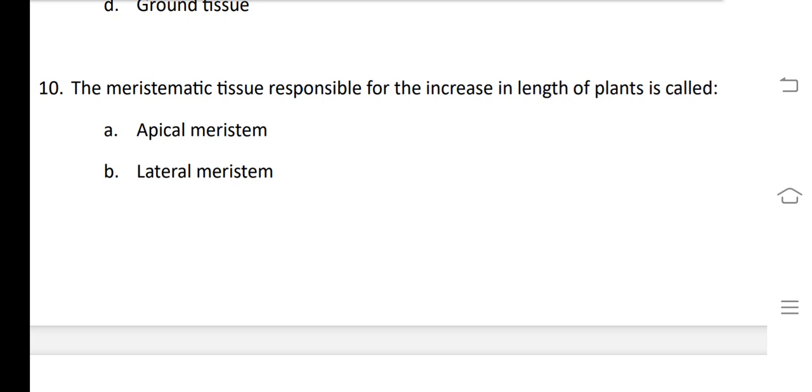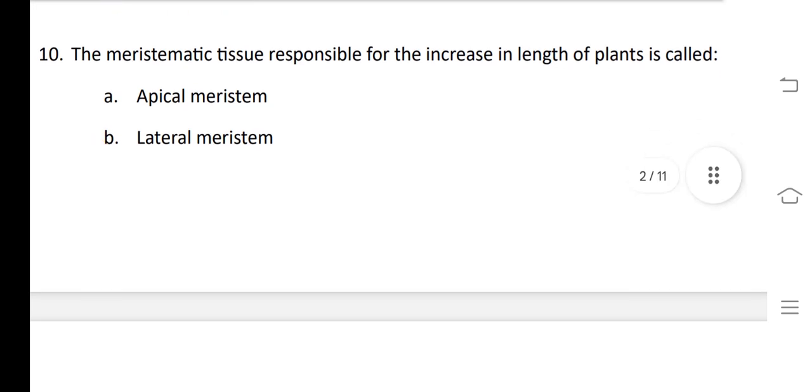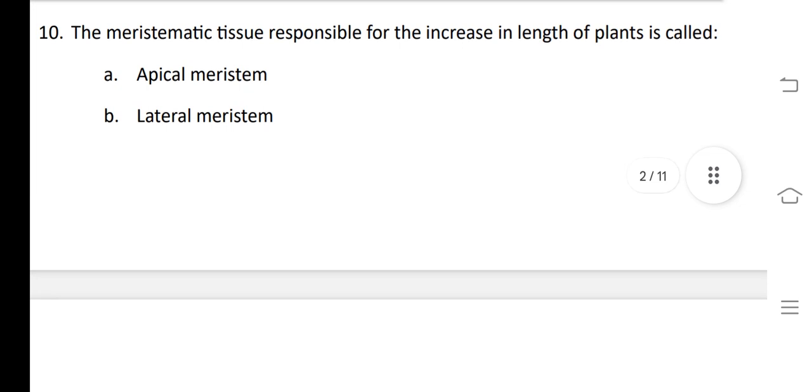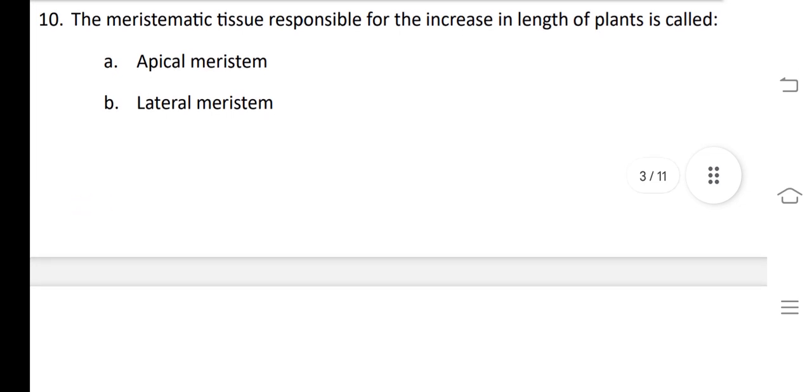So these two, the cells present on the top will divide and increase the length of the plant. So answer of 10th is option A.